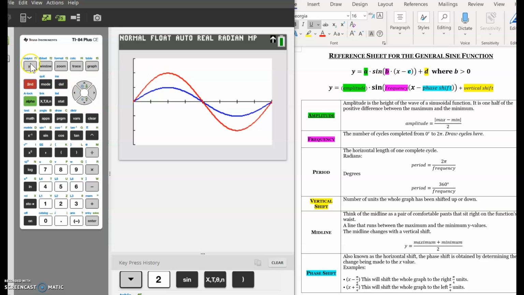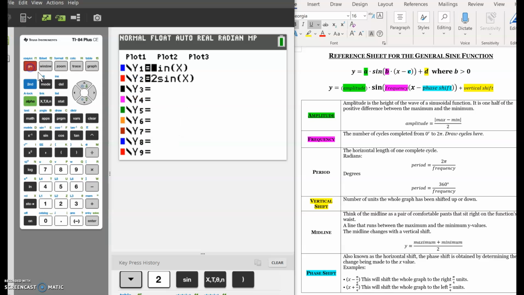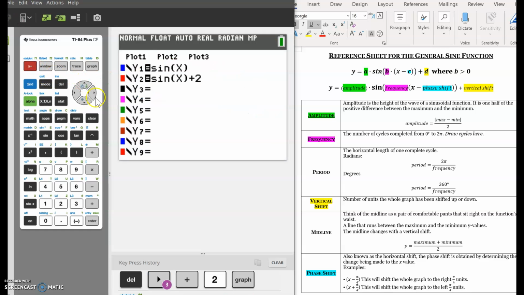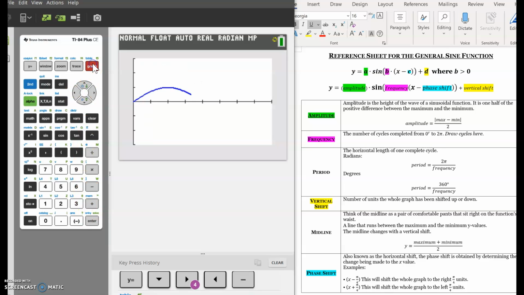Now, let's delete this, and then let's say you want a vertical shift. So if you do +2, the whole graph is going to shift up 2. If you do -2, we know that the whole graph is going to shift down 2.